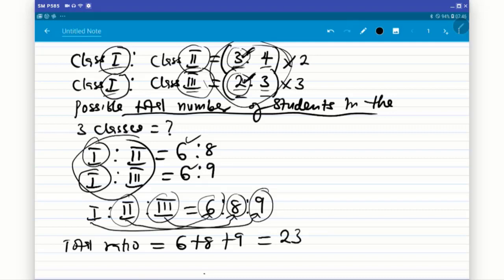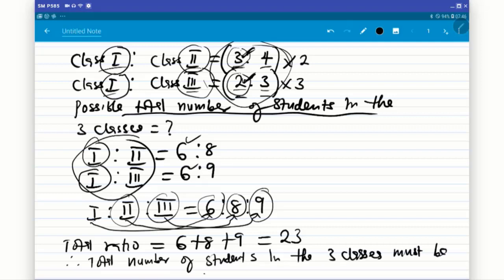So this means that the total number of students in the three classes must be a multiple of 23. So that could be 23 or maybe 46, and so on like that. You can add more, just keep adding 23, and the next one is 69, and so on.